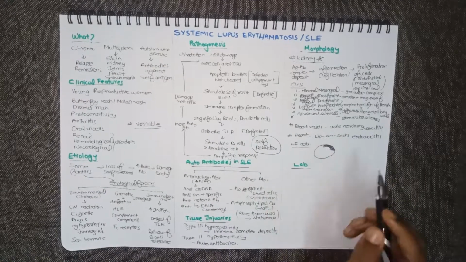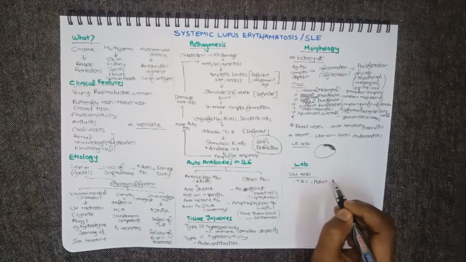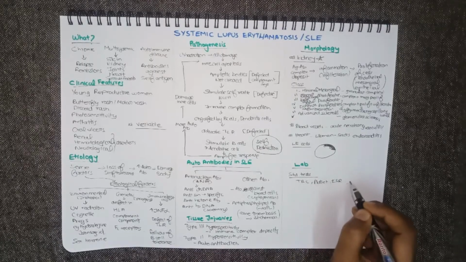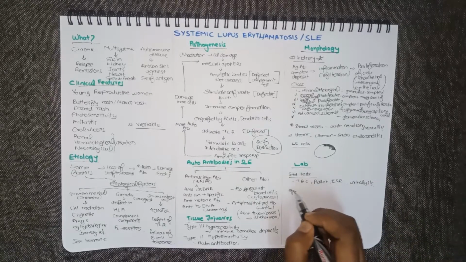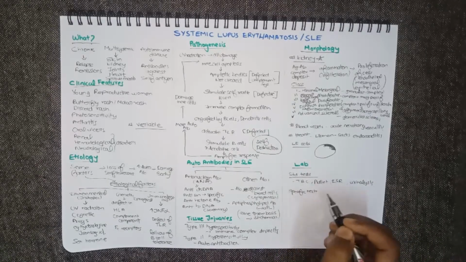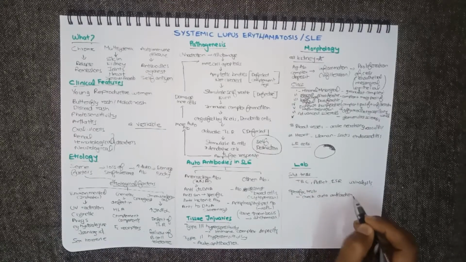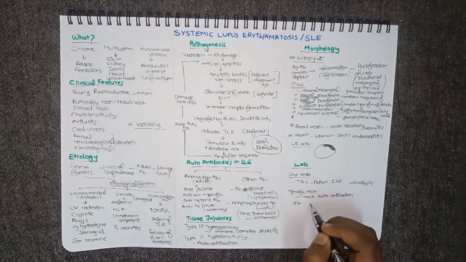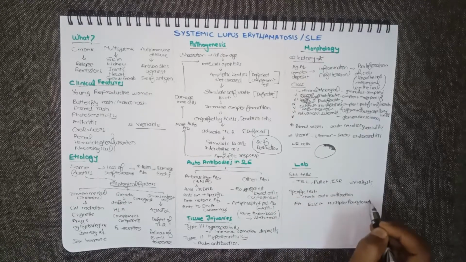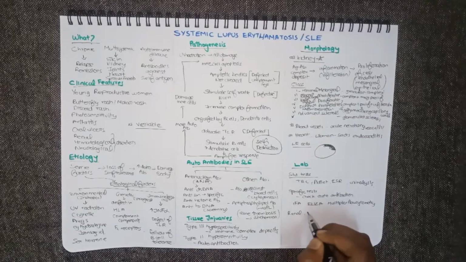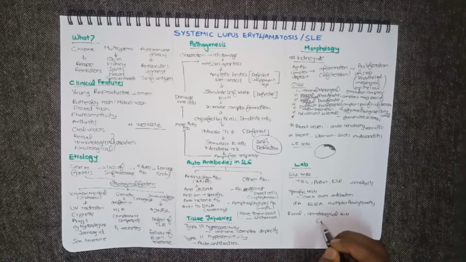Moving on to lab diagnosis. In standard tests, we can check the total blood count, the platelet count, ESR, urine analysis, etc. For specific diagnosis, we can check the presence of autoantibodies. For this, we can use immunofluorescence assay, ELISA, multiplex flow cytometry, etc. We may also check the renal and hematological functions to rule out any complications.